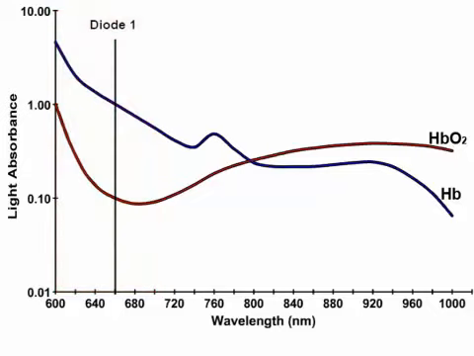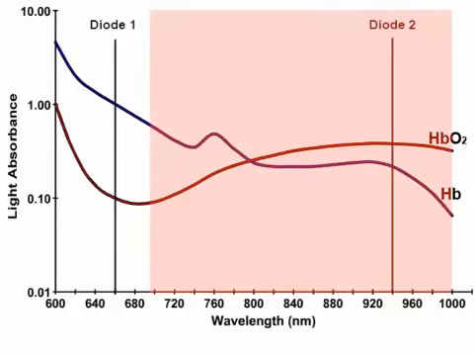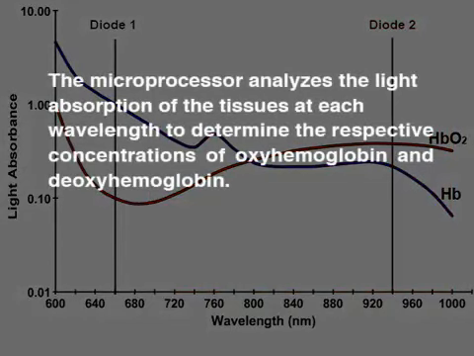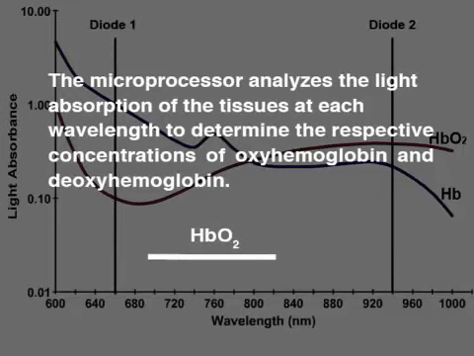The other diode emits light in the infrared spectrum at a wavelength of 940 nanometers, at which oxyhemoglobin absorbs more light than deoxyhemoglobin. The microprocessor analyzes the light absorption of the tissues at each wavelength to determine the respective concentrations of oxyhemoglobin and deoxyhemoglobin. It then divides the concentration of oxyhemoglobin by the sum of the concentrations of oxyhemoglobin and deoxyhemoglobin to determine the arterial blood oxygen saturation, SpO2.